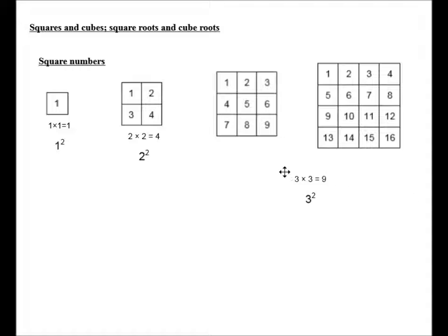The next square number, I'm taking 3 blocks along, 3 blocks up, and I will have 3 by 3 is 9. So the third square number is 3 squared, which is equal to 9. The fourth square number, 4, 4 blocks along, 4 blocks up. So 4 by 4 is 16, and it is written as 4 squared.